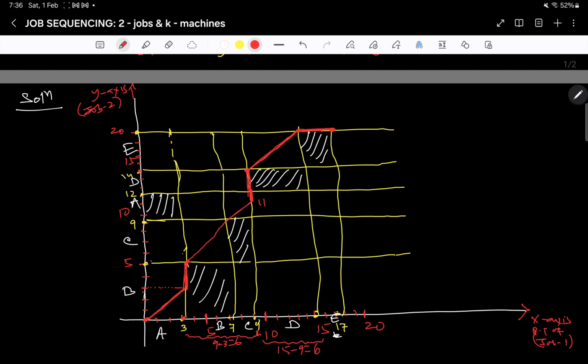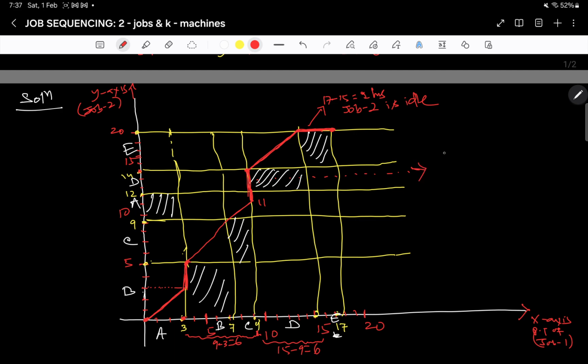So this is the horizontal movement, from 15, 20 minus 15. Okay. So this gap along the horizontal is 17 minus 15, which is 2 hours. So this is the horizontal movement. So job 2 is idle here. But here at this point, job 1 is idle.